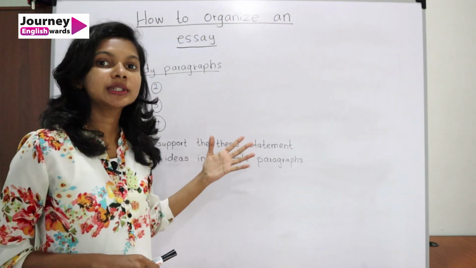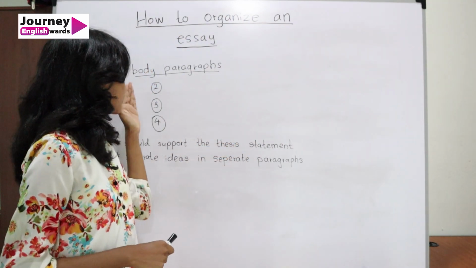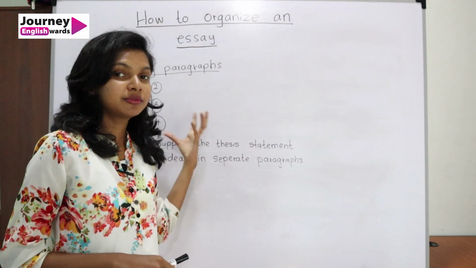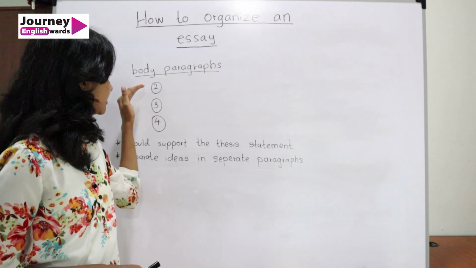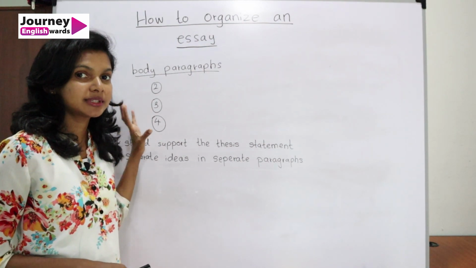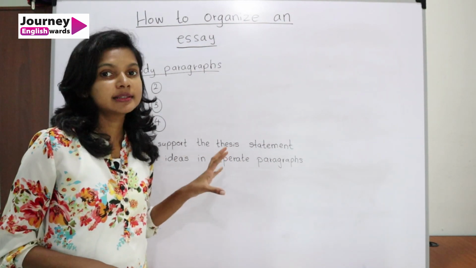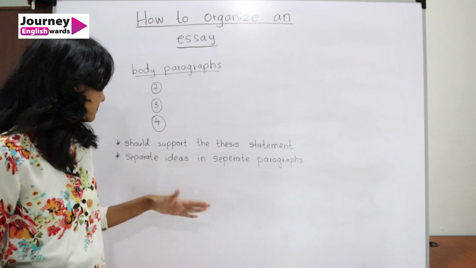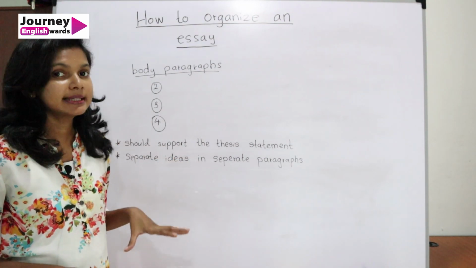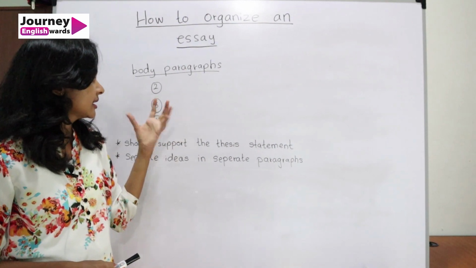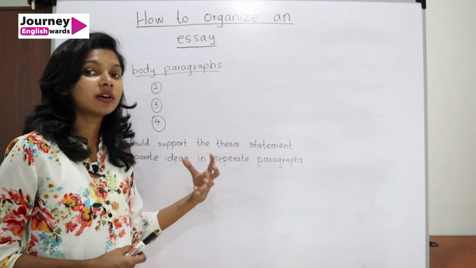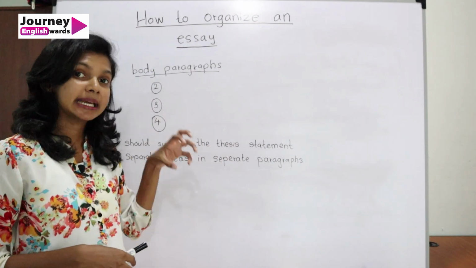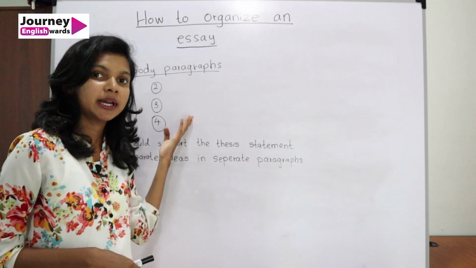Right, the second section of the essay is the body paragraphs. As I told you earlier, there will be around 2 to 3 or maybe 4 body paragraphs in an essay. If you take 3 body paragraphs in an essay, these are the things you should include in the body paragraph. They should support the thesis statement, which means you have to include all the facts, all the arguments, all the counter arguments about the essay topic in these body paragraphs.